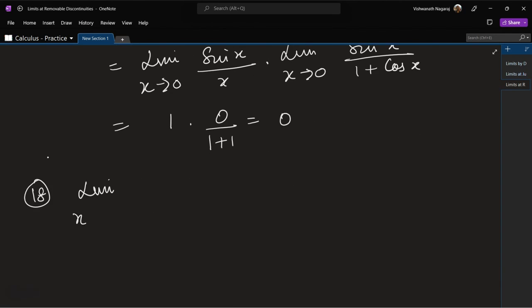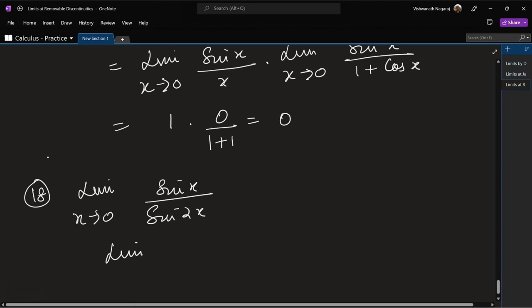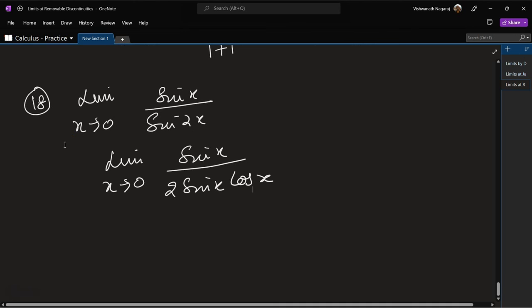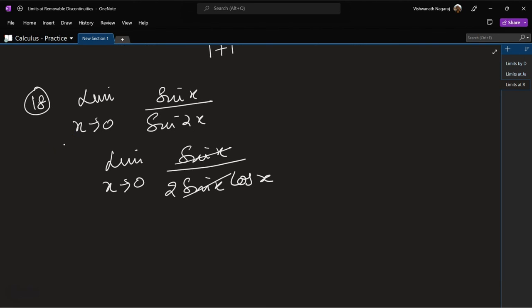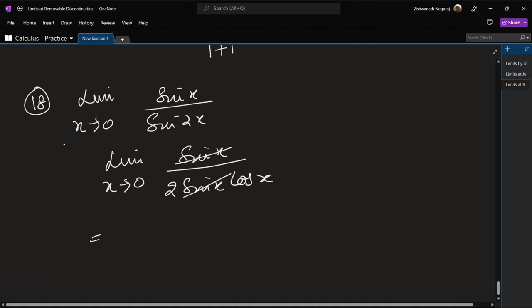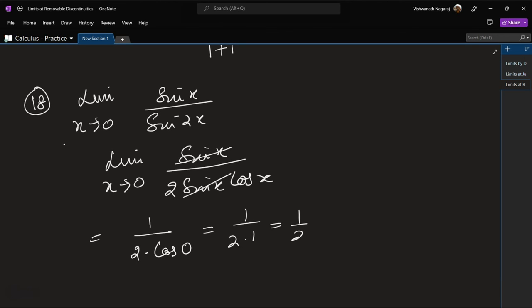Limit as x approaches 0 of sin x by sin 2x. Again, pretty straightforward. We can write it as limit as x approaches 0 of sin x by 2 sin x cos x. You have to remember these identities. So sin x gets cancelled. And now we can do direct substitution. 1 by 2 times cos 0, which is 1 by 2 times 1, which is 1 by 2.